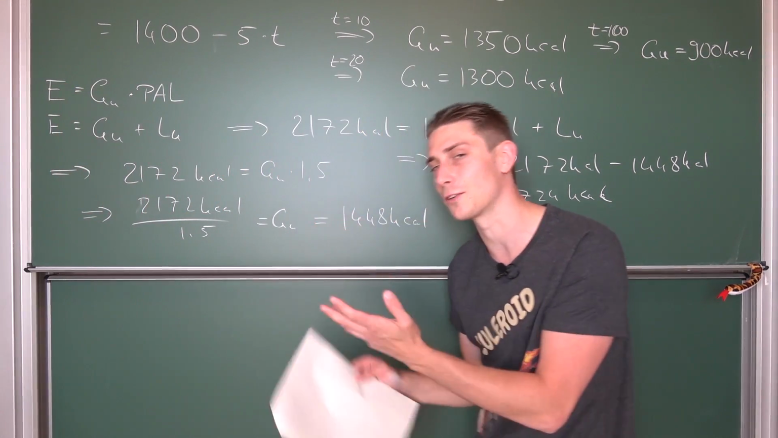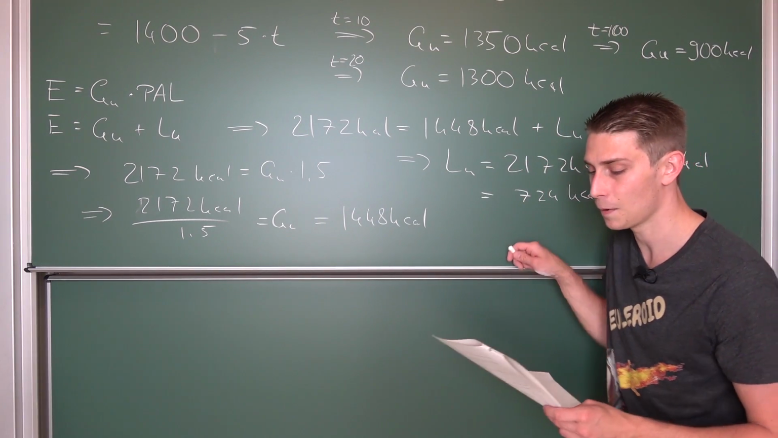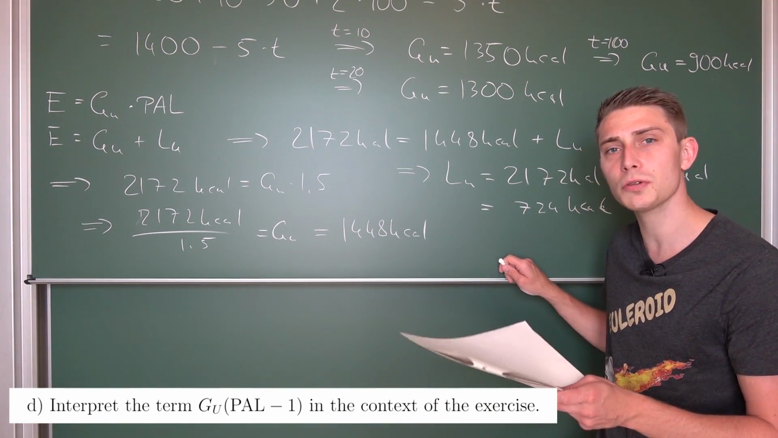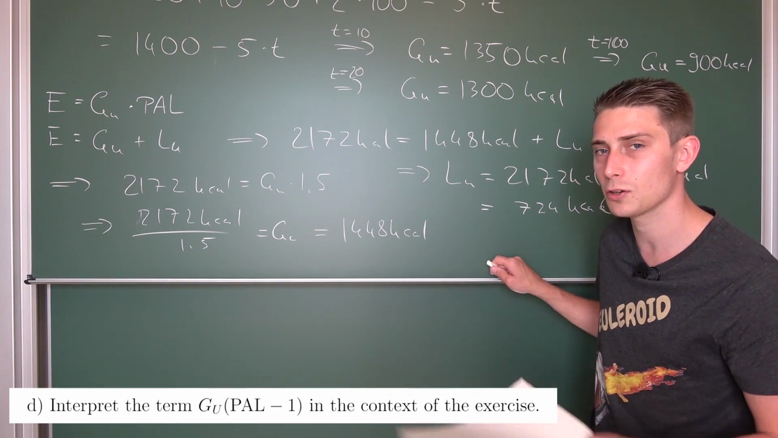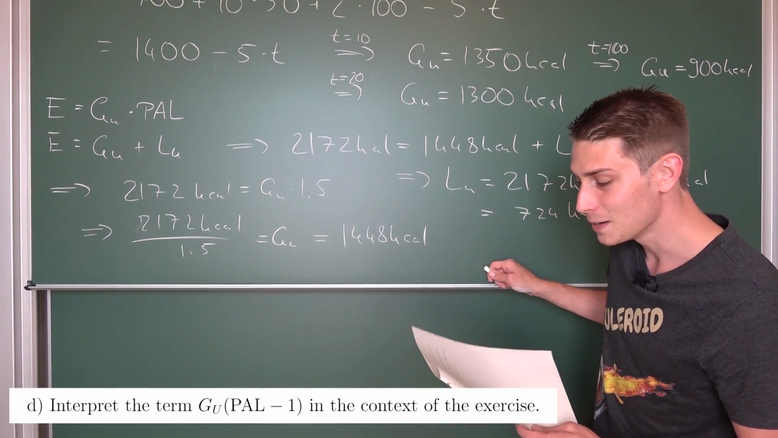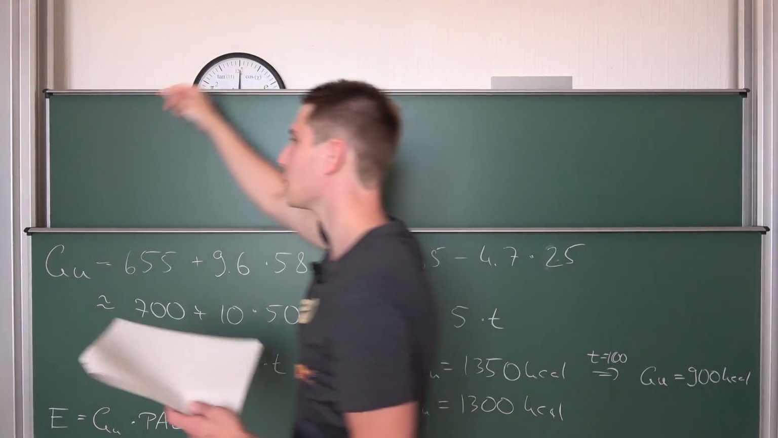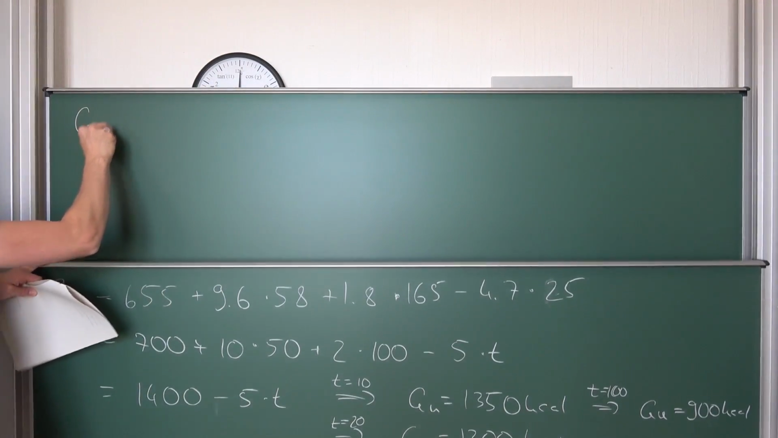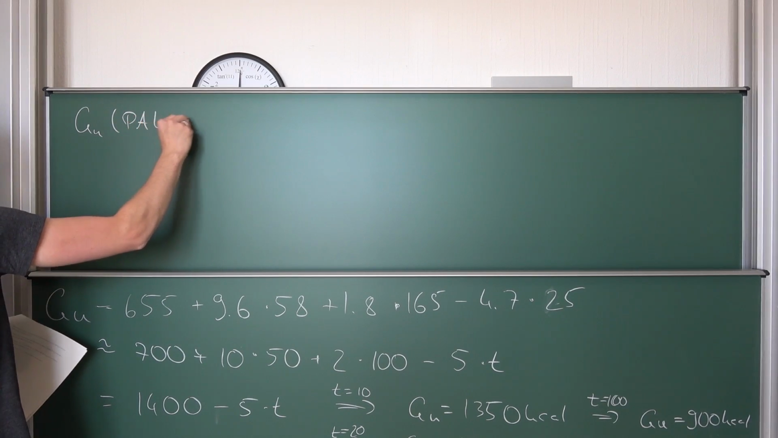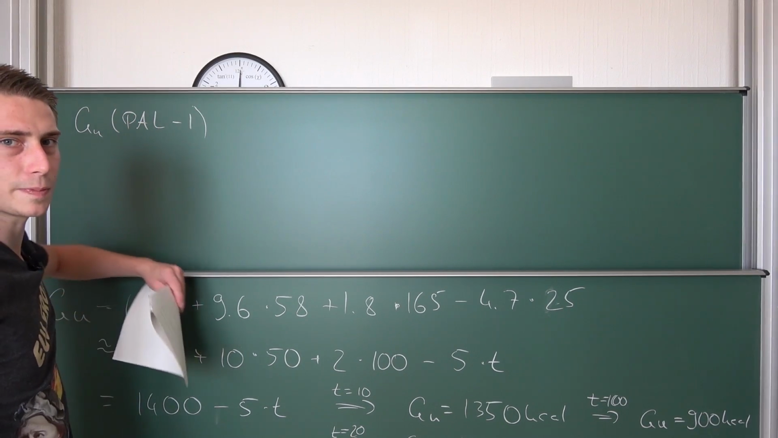Okay, cool. So this is our LU that we needed to calculate, and now for the last exercise, which I find to be kind of clever. Now interpret the term GU times (PAL minus 1) in the context of the exercise. Okay, let us write out what GU times (PAL minus 1) actually is.